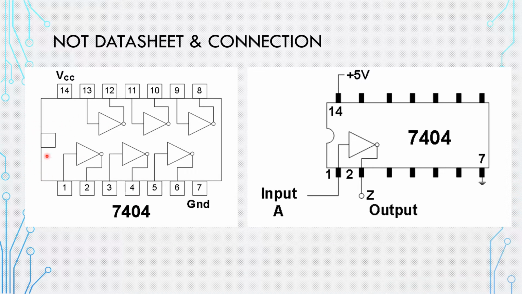And this is the notch, so you can see that the notch, the left part of it is 1, and you can start counting like this. And these are the power lines.